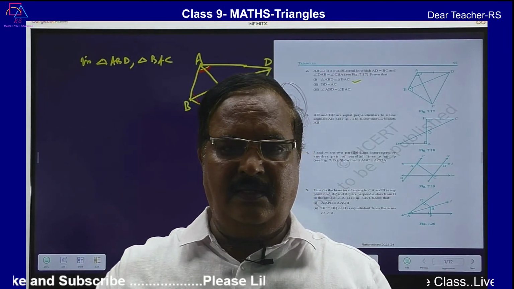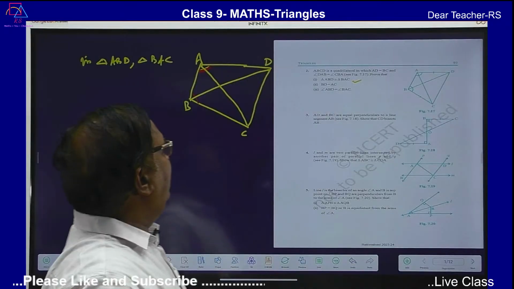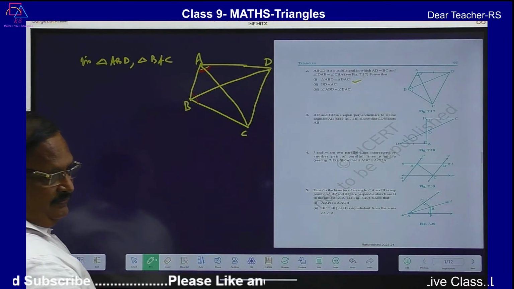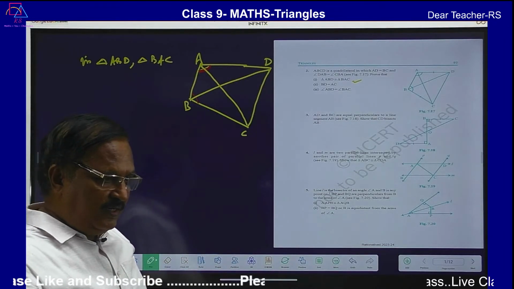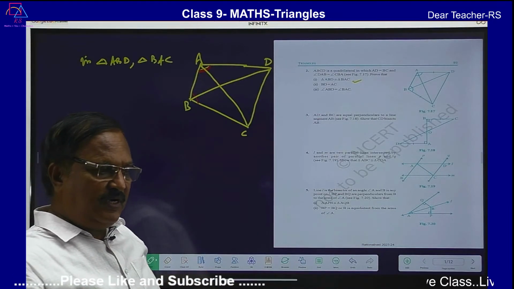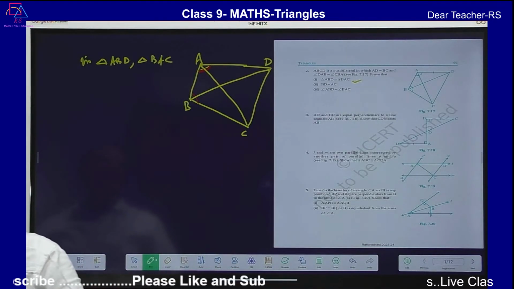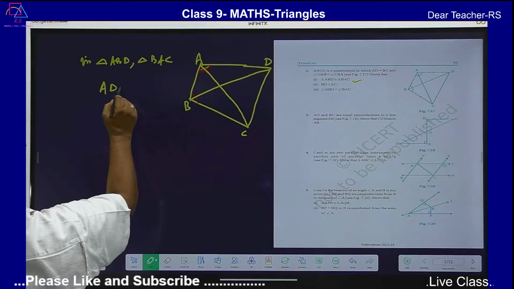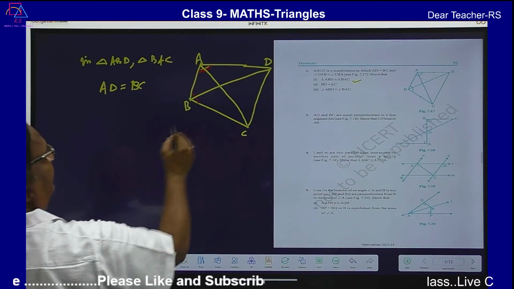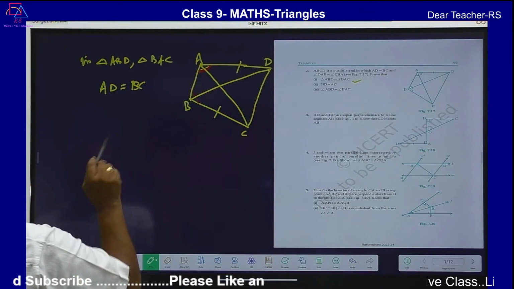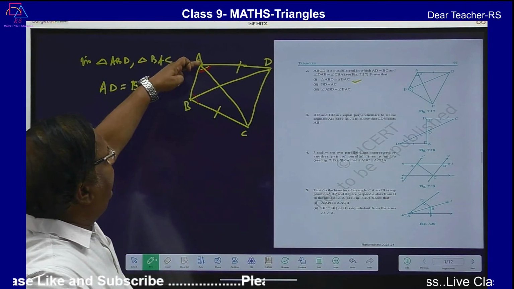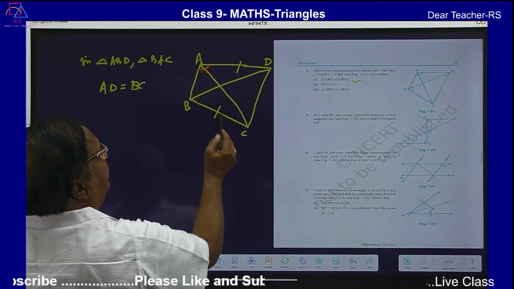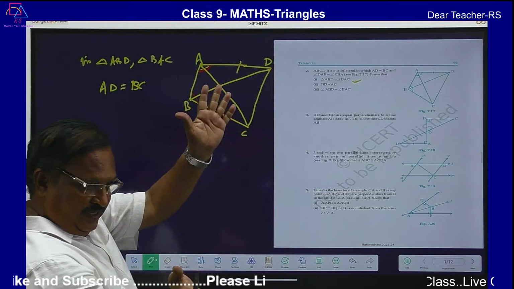Okay, so now from these two triangles, list out what is equal. Writing in order is always better, even if there is no order, there is no problem. AD is equal to BC, this is given here. Now you have to find out which triangles: ABD and BAC, these two triangles.